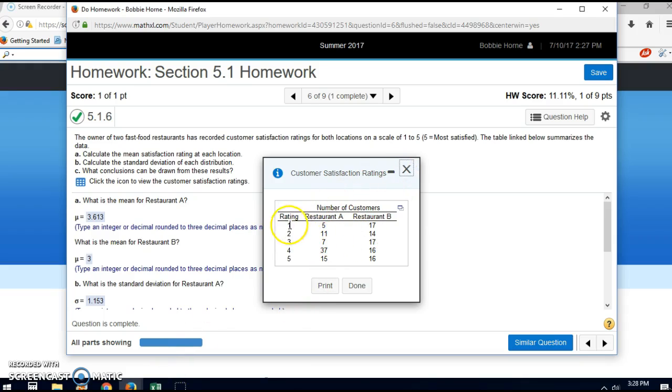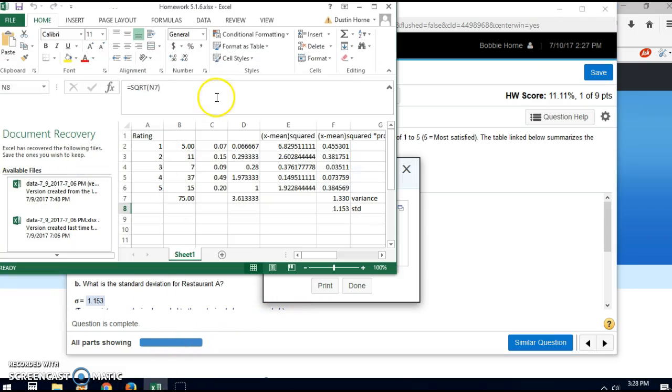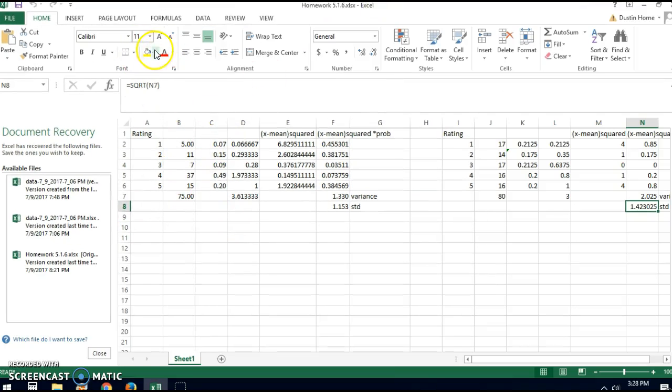So I did restaurant A first, and if you open Excel, I know this looks confusing, but right now we're just focusing on this information right here. What I went ahead and did was total up the number of customers for restaurant A. So if you total these up, that's where the 75 comes from.